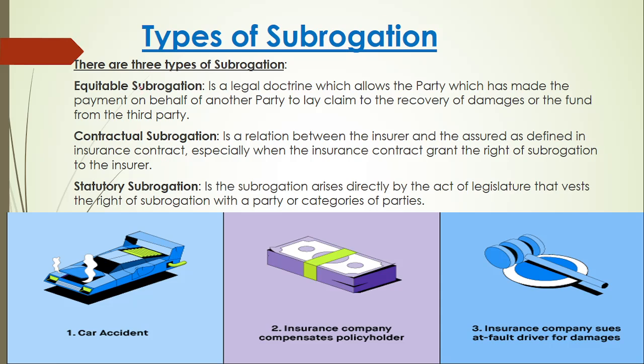Okay, now statutory subrogation is a subrogation which arises directly by an act of the legislature that vests the right of subrogation with a party or a category of parties. Okay, so these are the types of subrogation.